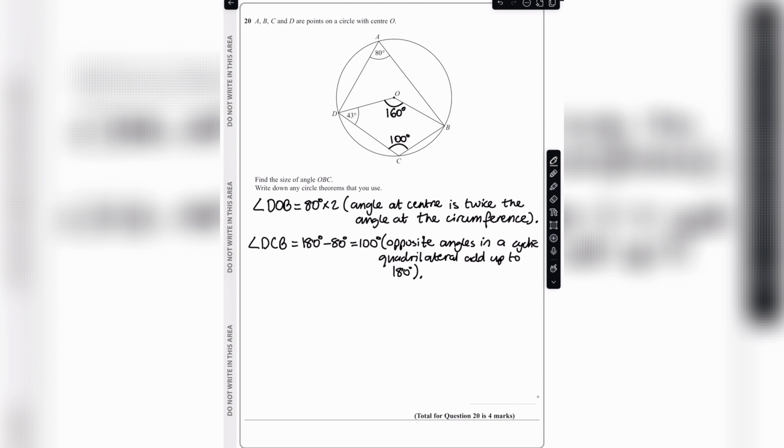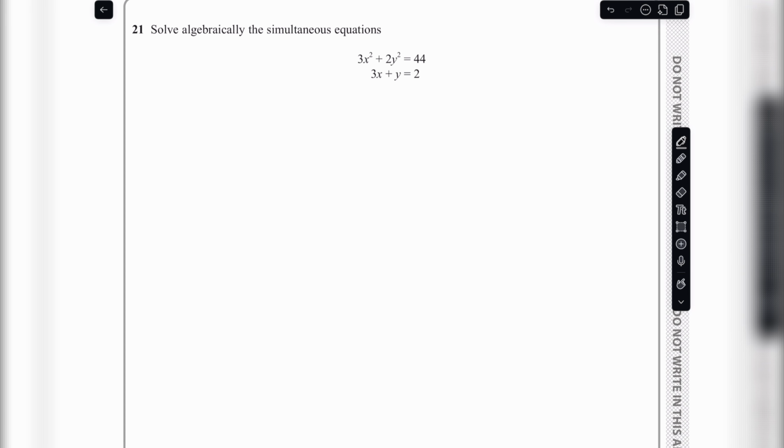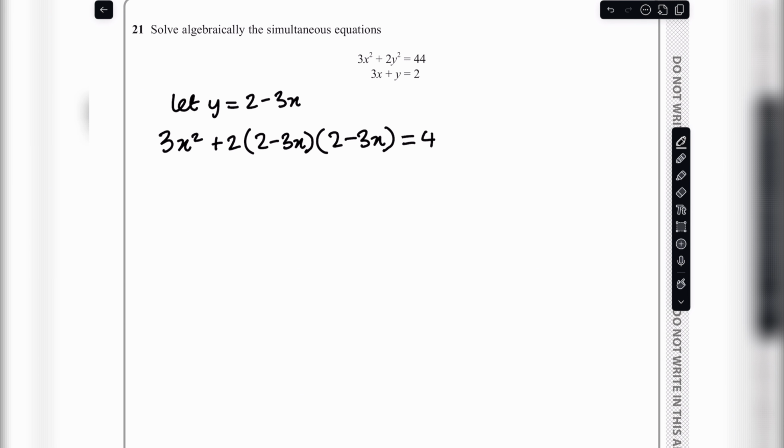In question 21, we are told to solve algebraically the simultaneous equations. So the first thing I'm going to do is make y the subject from the second equation. So I'll let y equal 2 minus 3x, and then I'll substitute this value of y into the first equation. So 3x squared plus 2 multiplied by (2 minus 3x) all squared, so I'll just write that as 2 brackets, equals 44.